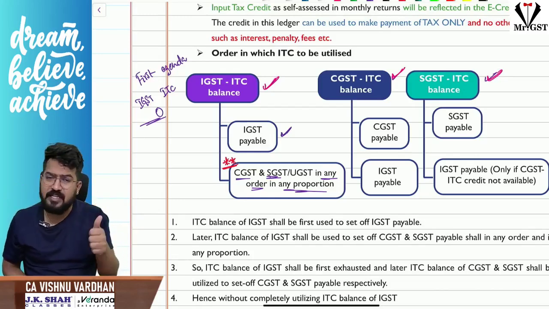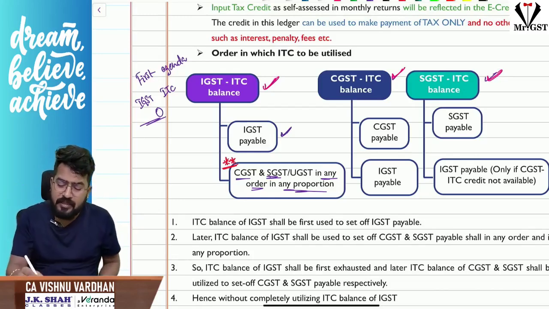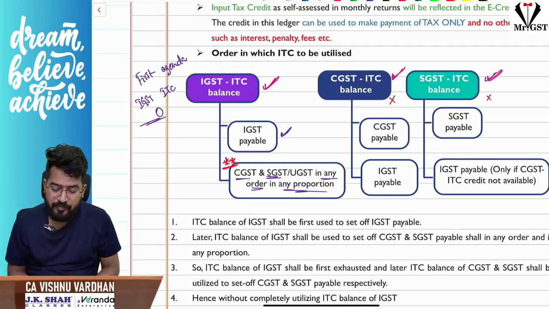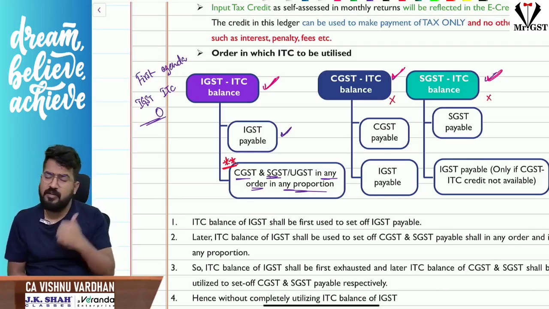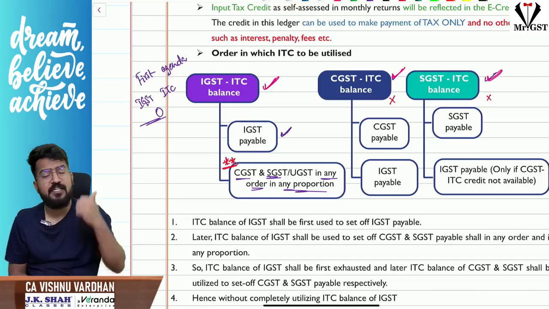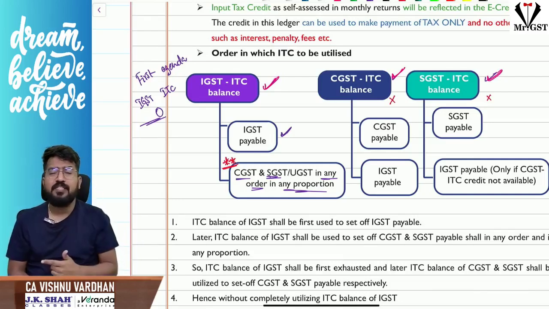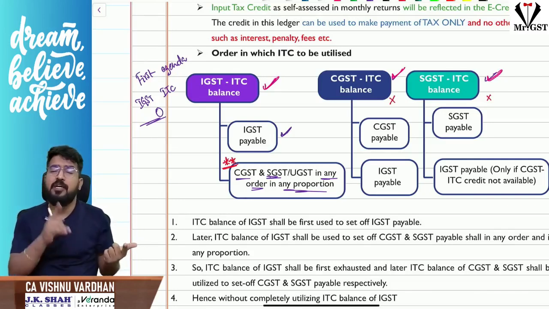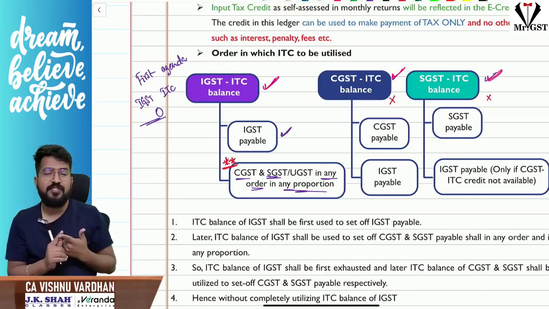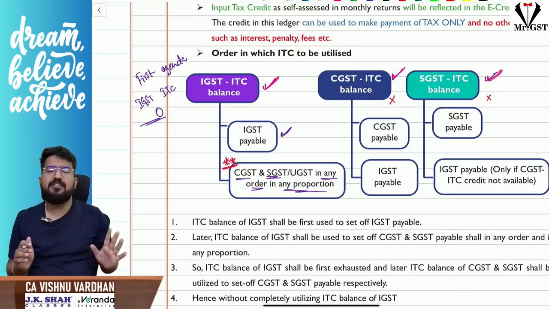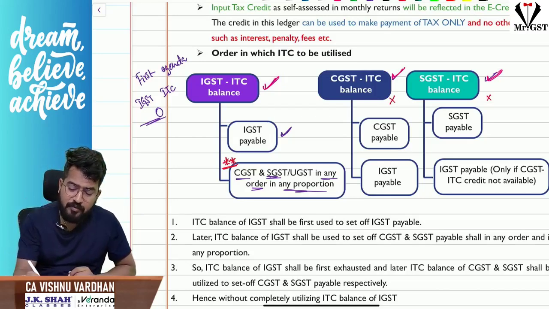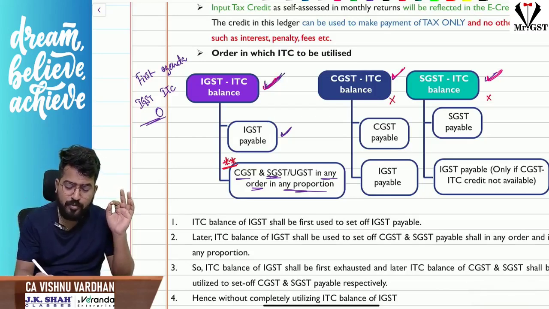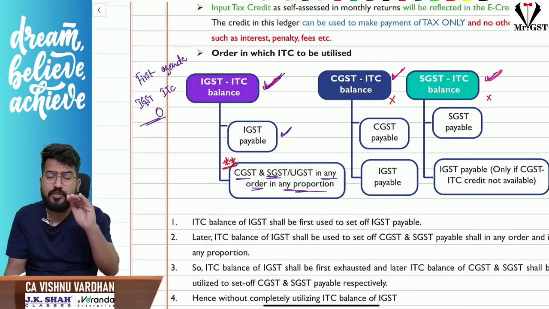So I repeat, IGST ITC balance, you should first make it 0. Till then you cannot touch the other accounts. Hope I am clear. So first IGST ITC balance: you can use it for IGST payable. If anything is left, use it for CGST or SGST in any order, in any proportion. The law says any order, any proportion, but you should use it effectively. Finally, if still any balance is there in IGST ITC, then you will carry forward. Listen carefully, this is one common mistake you make: IGST ITC balance carry forward should not come.